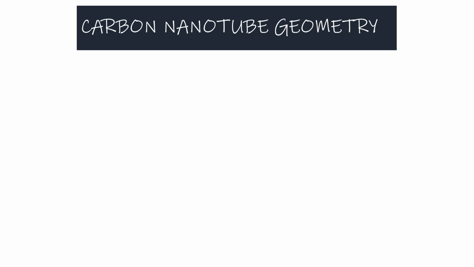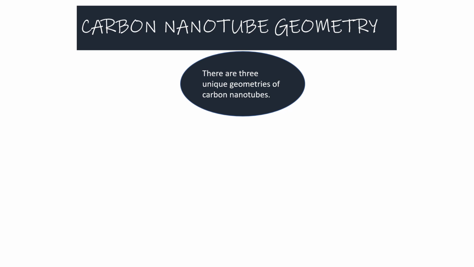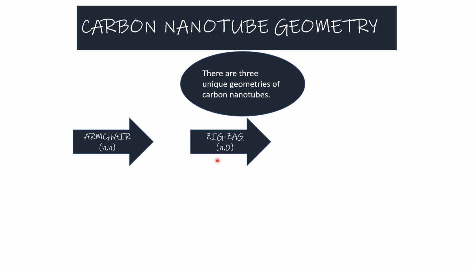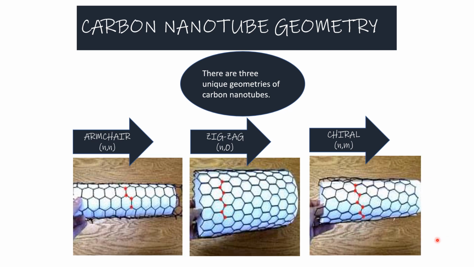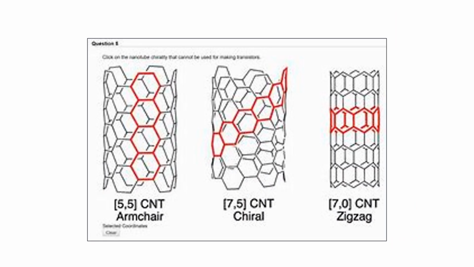And based on the geometry, carbon nanotubes are classified into various forms. So there are three unique geometries of carbon nanotube. One is armchair, whose configuration is n, n. The other one is zigzag, whose configuration is n, 0. And the third one is chiral, whose configuration is n, m. So you can see the images given here, the three different configurations. Here you can observe the variation in the different configurations of armchair, chiral and zigzag.